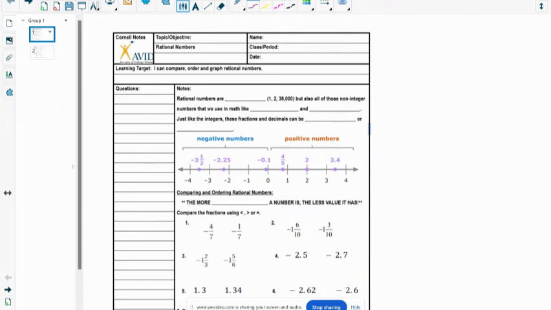All right, today we're going to talk about rational numbers. Rational numbers are different than integers because rational numbers include integers. So integers are considered a rational number. However, rational numbers are not considered an integer. Kind of like how squares are considered rectangles, but rectangles are not considered squares because rectangles have more specific traits than a square does.